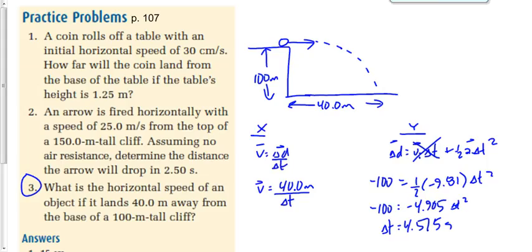What are we going to do with this time now? Yeah, displacement divided by it. So 40 meters divided by 4.515, and we get 8.9. It should be 3 digits, I think 8.86. Good.